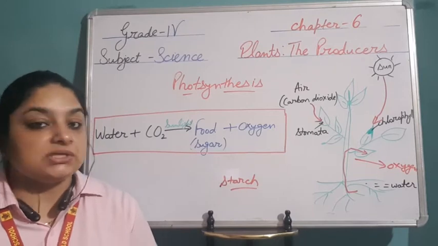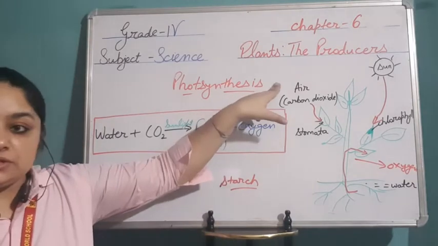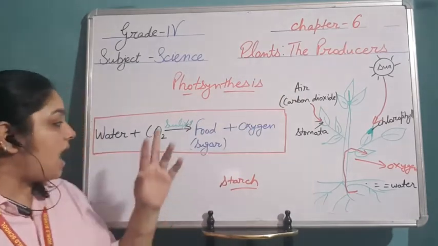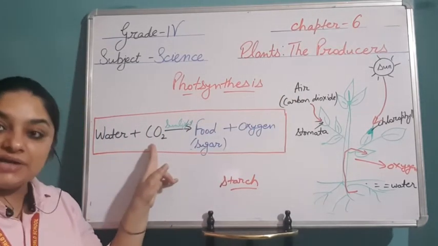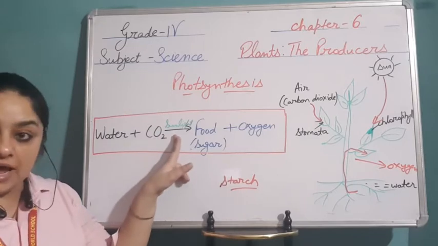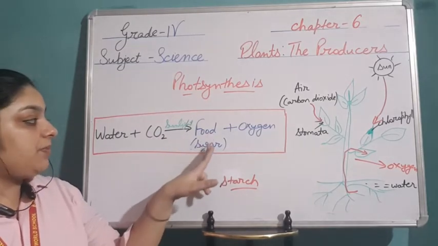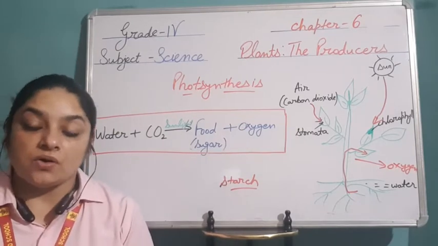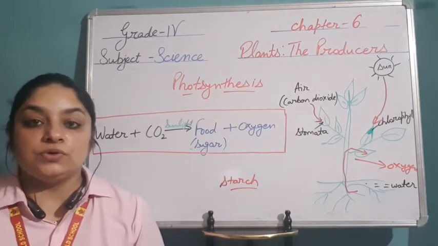What is photosynthesis? It is the process by which plants prepare their food. How? With water and carbon dioxide in the presence of sunlight, plants prepare food in the form of simple sugar and also give out oxygen. So this was all about photosynthesis.